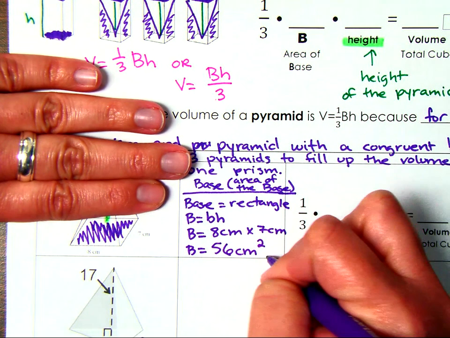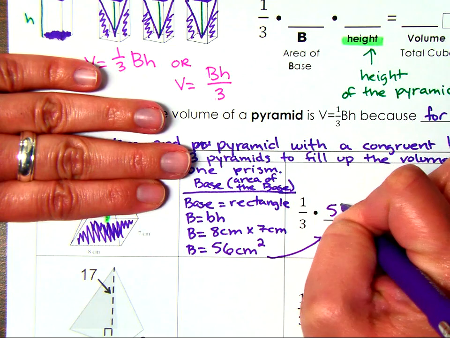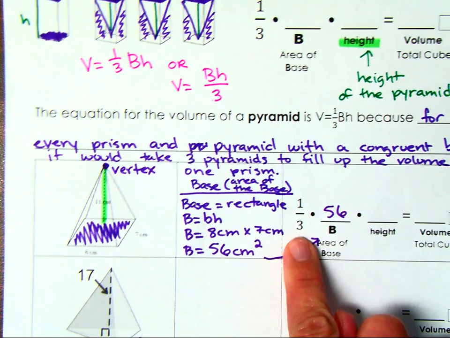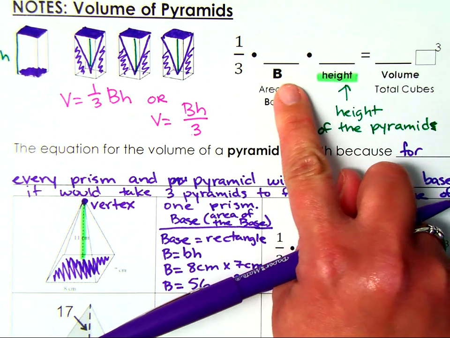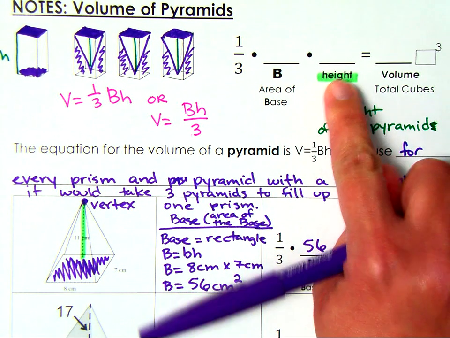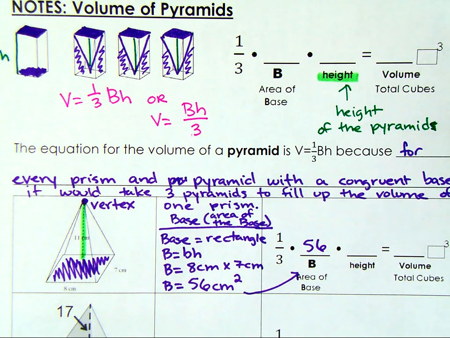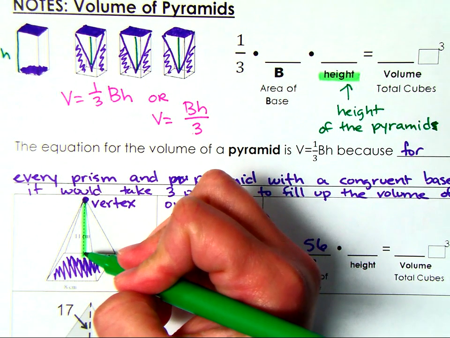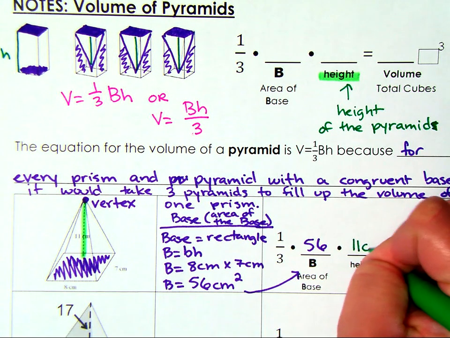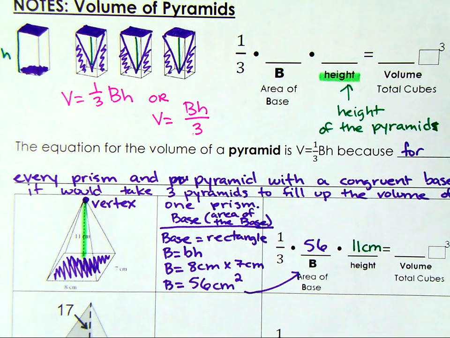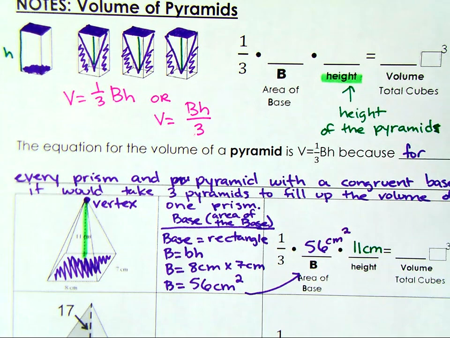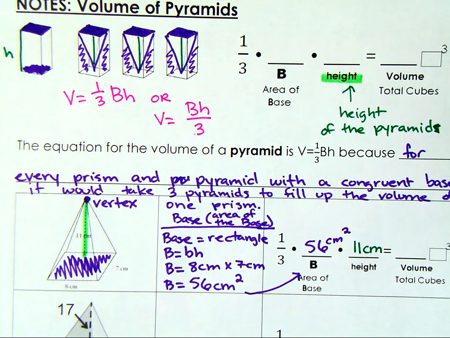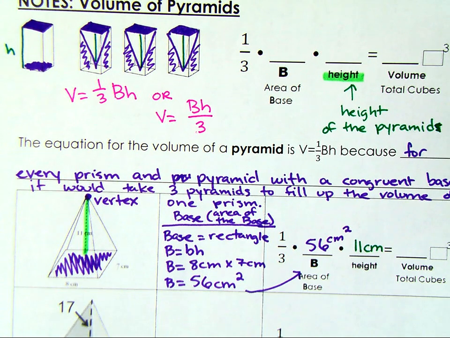So that's what we're going to put right here. So this 1/3 is a constant. For every pyramid, you're having to do 1/3 times the area of the base times the height of the pyramid. So the height of that pyramid connecting the vertex and the base is 11 centimeters. I got my units over here. Okay? So let me get some scratch paper so we can work that out and understand what's happening here.